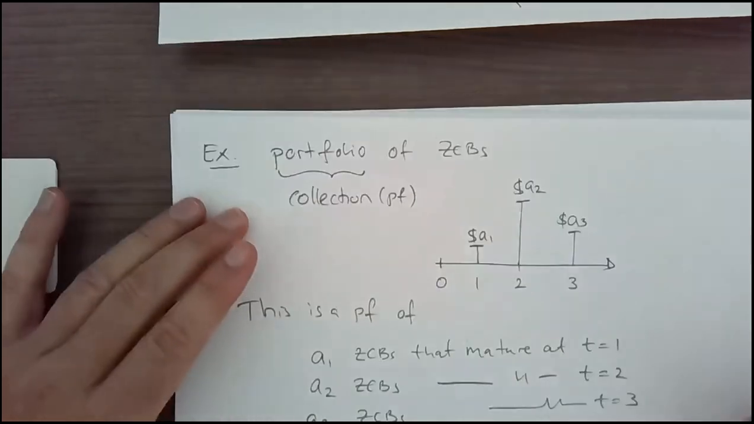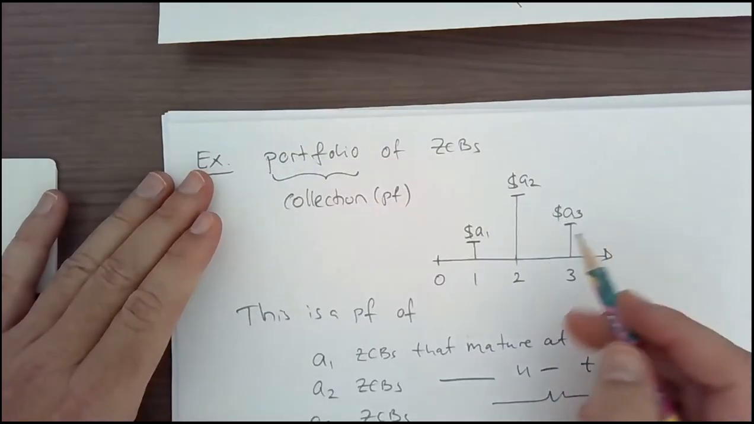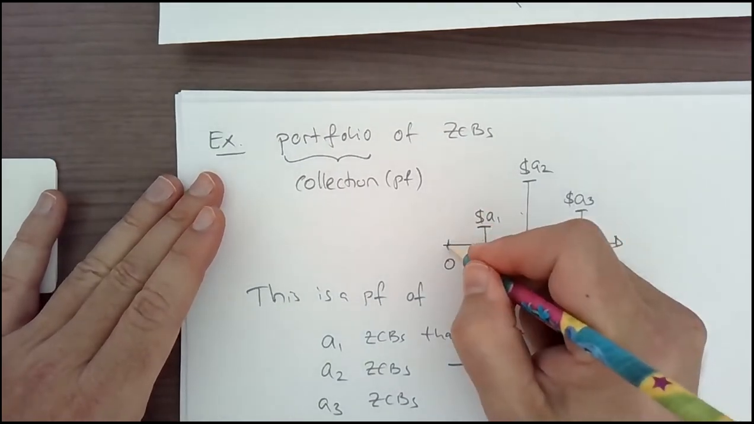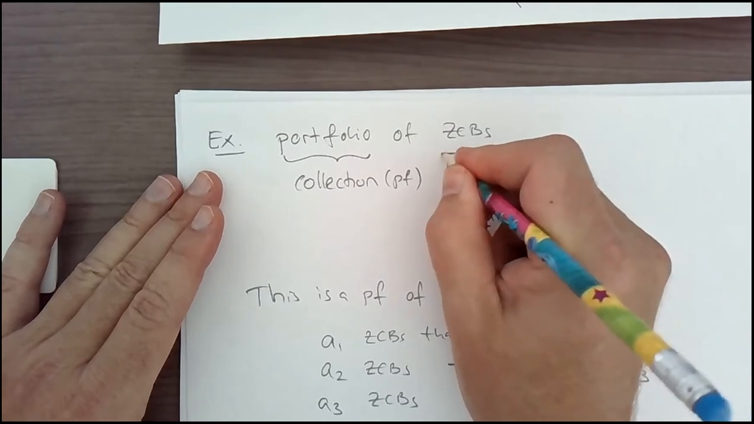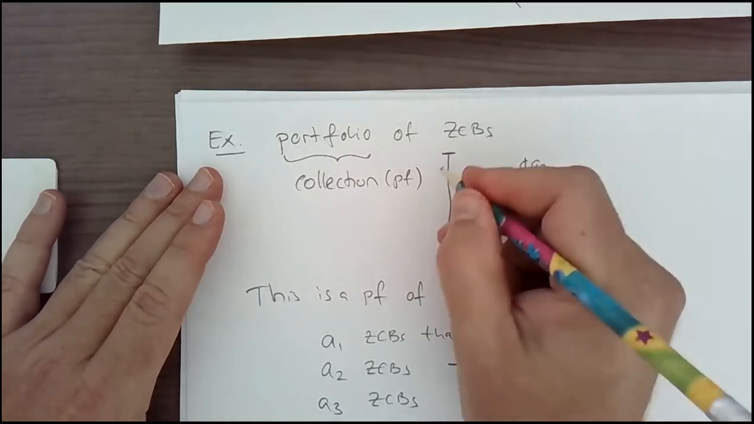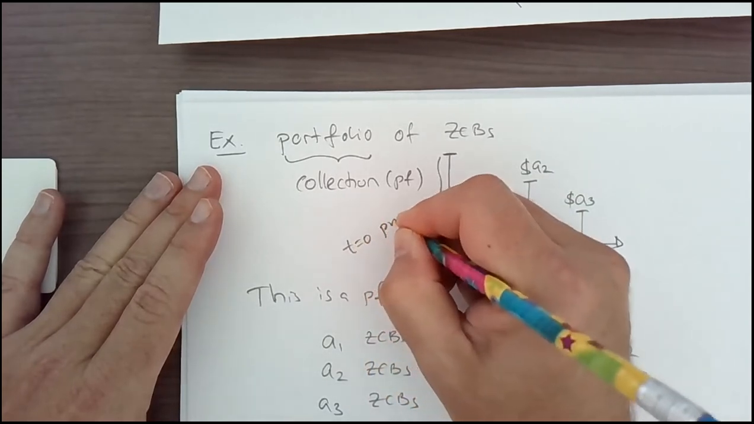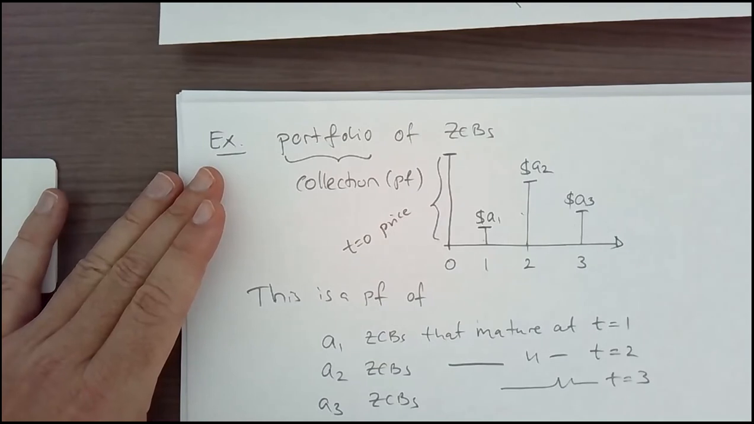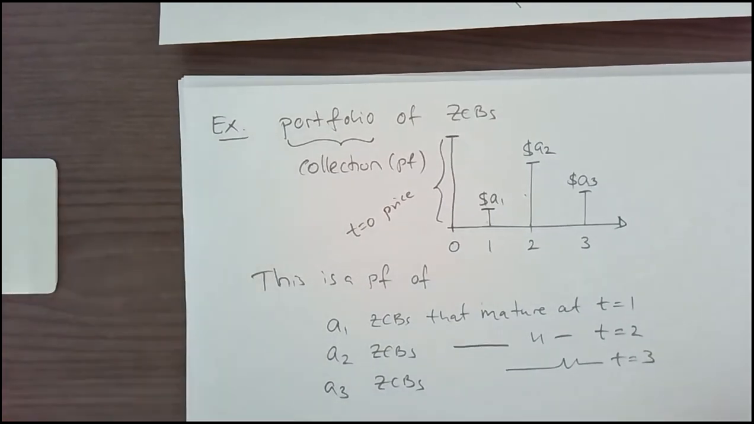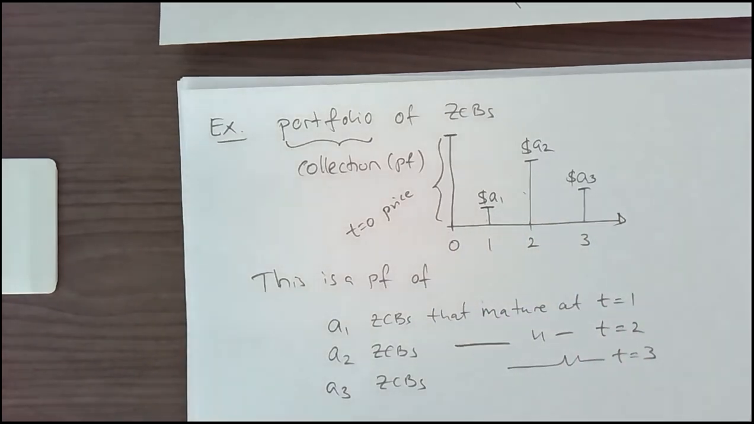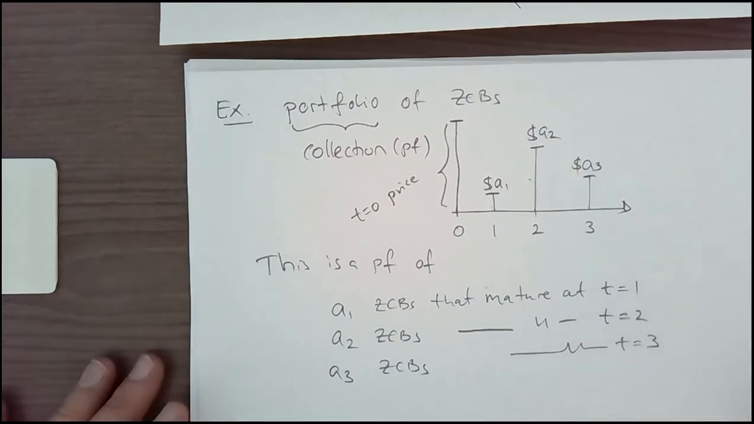Right, and as before, what I'm interested in is, given these 3 payments coming in at time 1, time 2, and time 3, what kind of value should I put out here? What is going to be my time 0 price? Like, how much am I willing to pay today to get these 3 payments in the future? So this is a portfolio of zero coupon bonds.